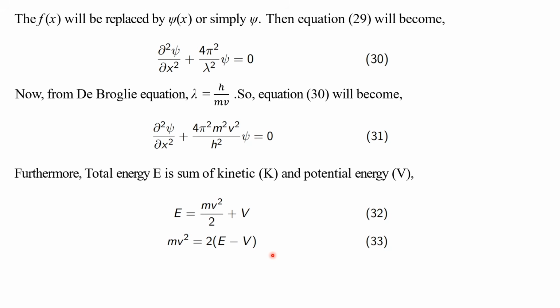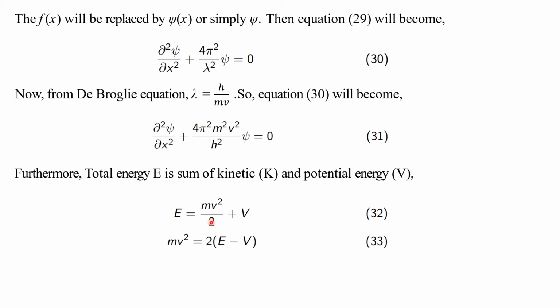Now f(x) will be replaced by psi(x), or simply psi. Then equation 29 becomes del 2 psi by del x2 plus 4 pi square by lambda square times psi gives 0. Now from de Broglie's equation we get lambda is h by mv. So in equation 30 we get del 2 psi by del x square plus 4 pi square m square v square by h square times psi gives 0. Further, total energy is the sum of kinetic energy and potential energy.